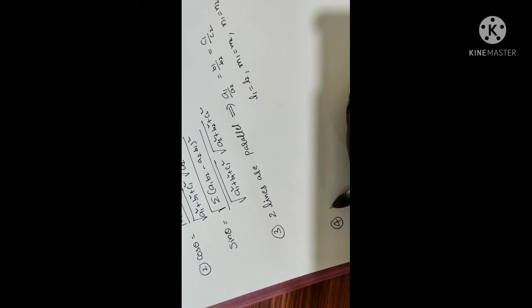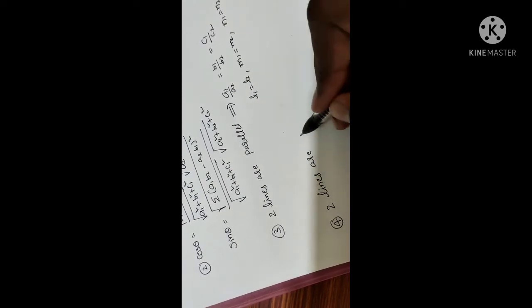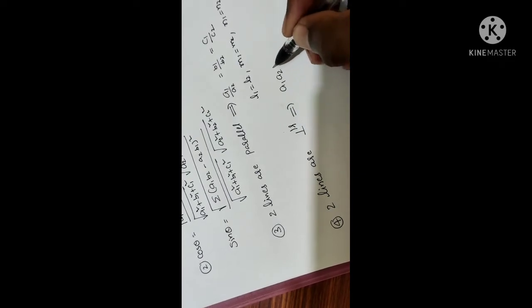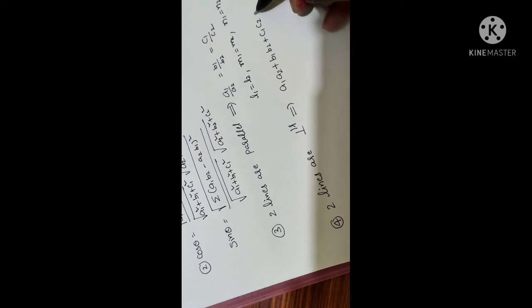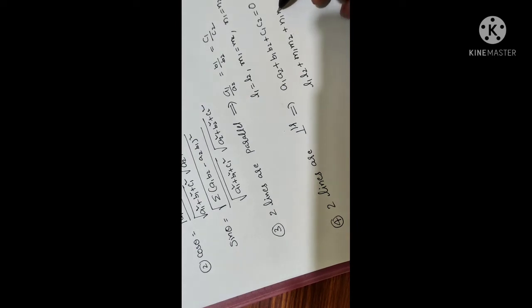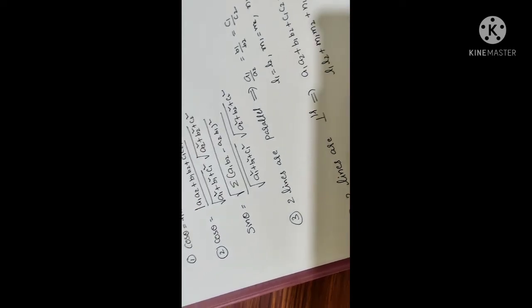Fourth one. Two lines are perpendicular. Then the condition is A1 A2 plus B1 B2 plus C1 C2 is equal to 0. This is the condition for DRs. What about DCs? L1 L2 plus M1 M2 plus N1 N2 is equal to 0. So this is the condition for DCs.